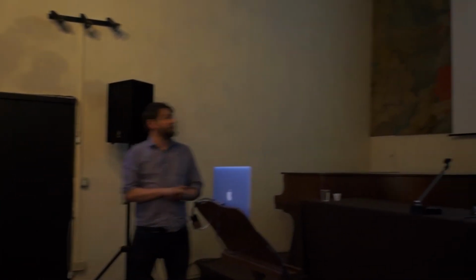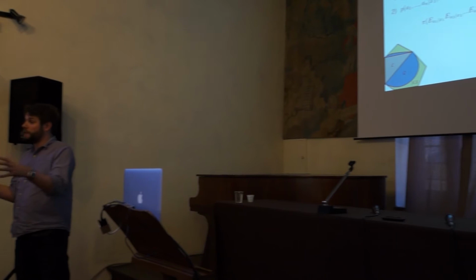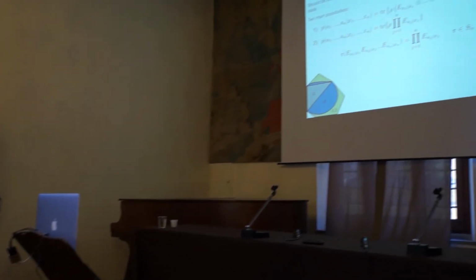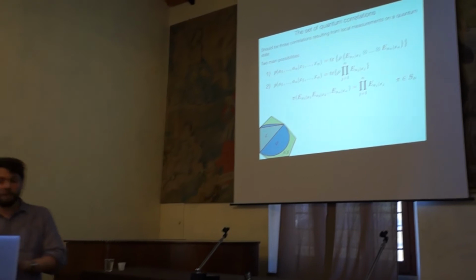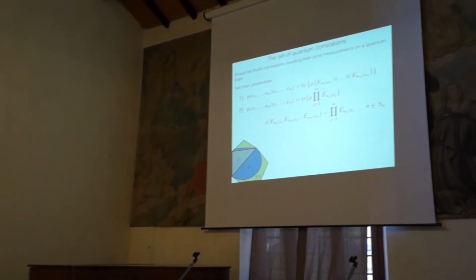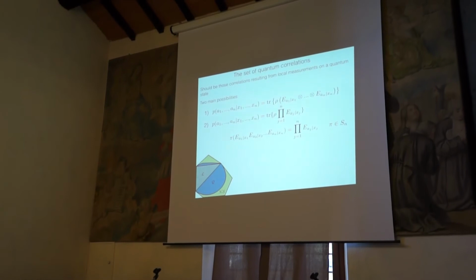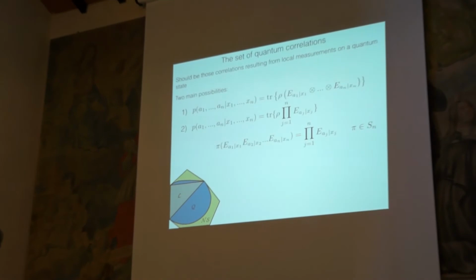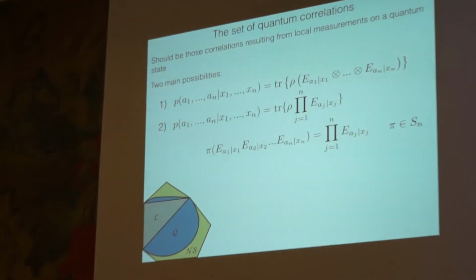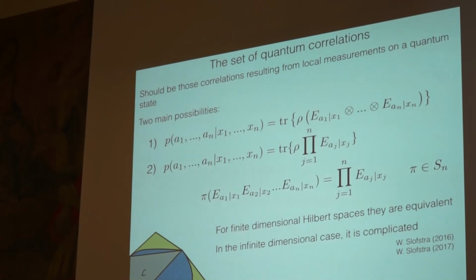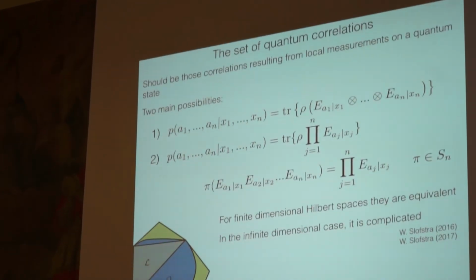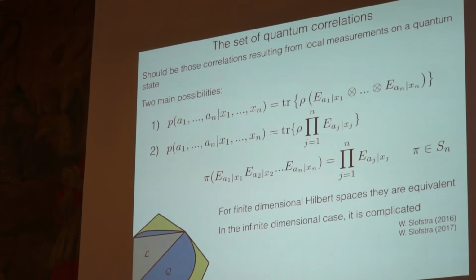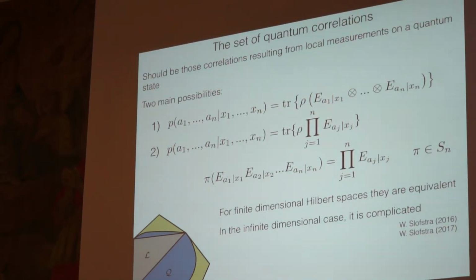The second possibility is that you define measurements such that they, in the bipartite case, commute with each other. Or in the multipartite case, you just take any permutation of these operators and you get the same statistics. So you get this kind of generalization and commutation. So I commute these operators and I get back essentially the same object. Now for finite dimensional Hilbert spaces, these definitions actually are equivalent. But in the infinite dimensional case, it gets extremely complicated.